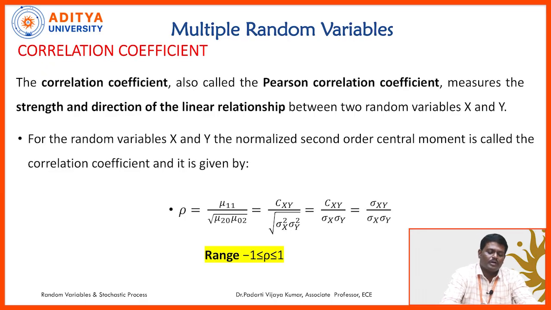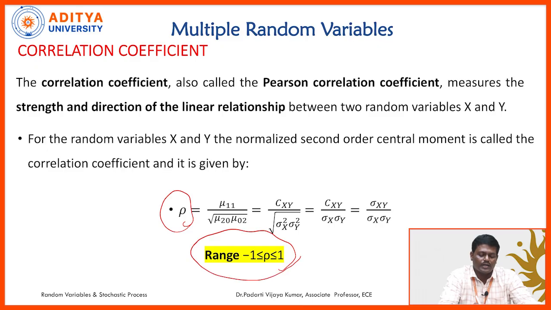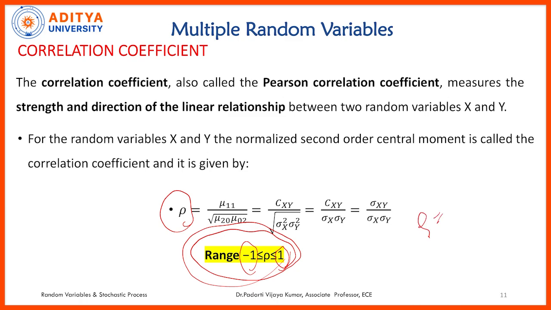And there is one more parameter called the correlation coefficient. Based on this value, I can tell how much X and Y are correlated. The strength of correlation we can tell. If it is equal to 1, they are 100% correlated. If it is equal to -1 also, they are 100% correlated. If rho is equal to 0, that means there is no correlation between them.